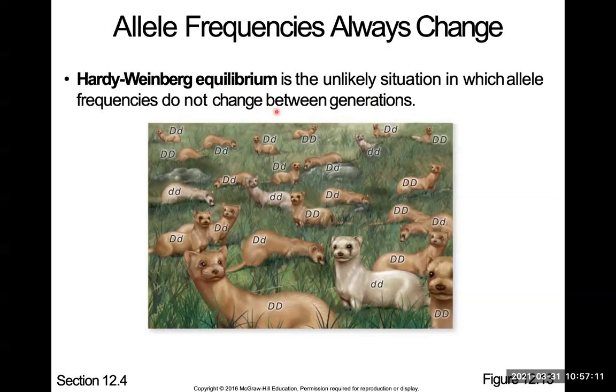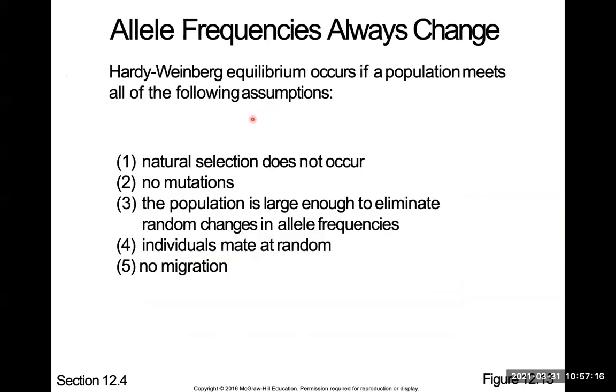For that to happen, there have to be some conditions. So the conditions for Hardy-Weinberg mean there's no natural selection happening. There's no mutations, and the population is large enough that random changes do not affect the population or the allele frequencies. Individuals mate at random. This is not true for humans at all. We pick our mates. No migration. There are no new alleles coming in. This never really happens.